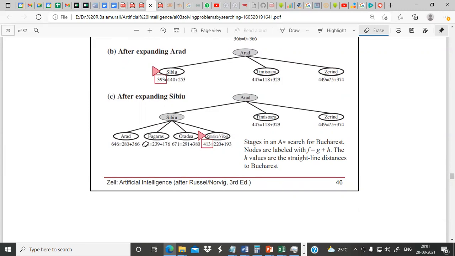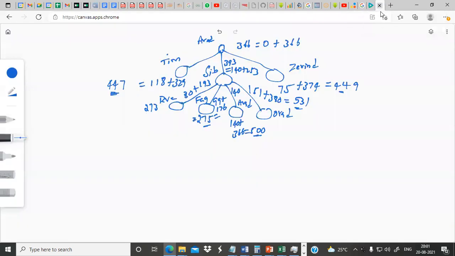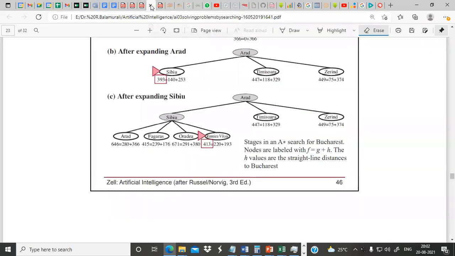What's the cost? But again, our cost seems to be different. Why? I think we have missed this previous cost. Yes, something we missed. 275.